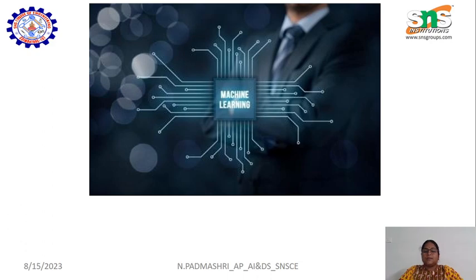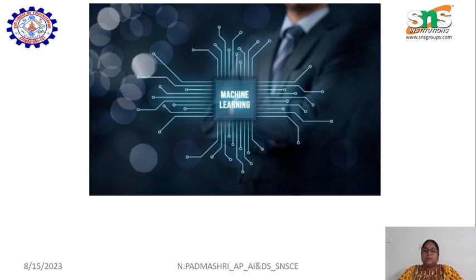So, what is machine learning? Machine learning is a branch of artificial intelligence that enables the computer to self-learn from training data, which will allow the machine to think automatically without being explicitly programmed. And also, it improves over time without being explicitly programmed. So, this is the proper definition of machine learning.